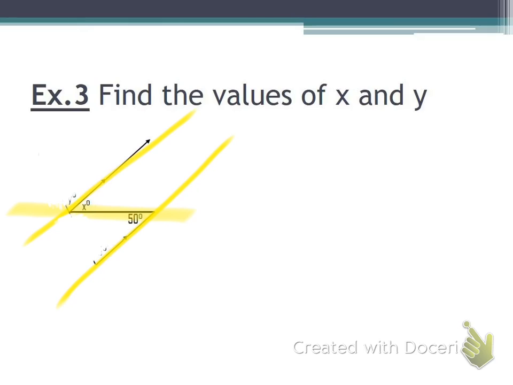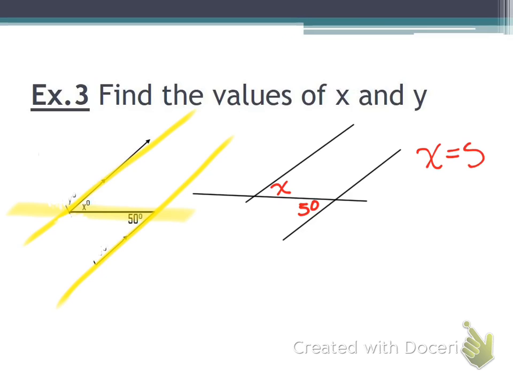If that's what we focus on, even if we redraw it over here, parallel lines, transversal through them, how are those two angles that are marked related? Alternate interior, so they must be congruent, so x is equal to 50. I'll stop there for just a second. Do we have questions about that process before we bring back the other information?